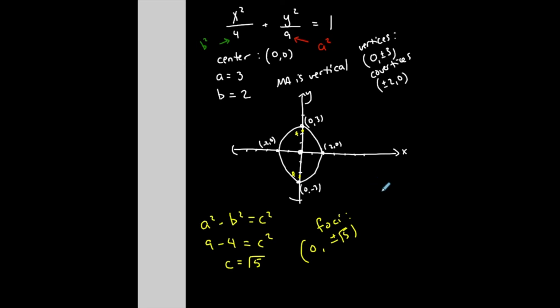So you could be asked for vertices, you could be asked for co-vertices, you could be asked for anything here. The length of the major axis would be 6, twice a. The length of the minor axis would be 4, twice b. So there's little details involved. It just takes a little practice.